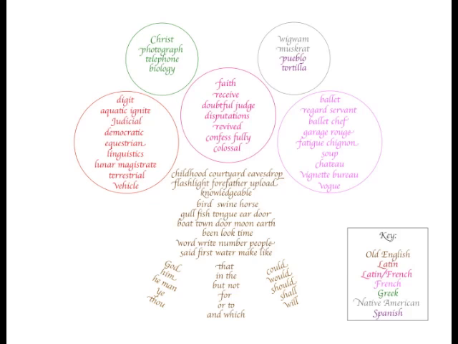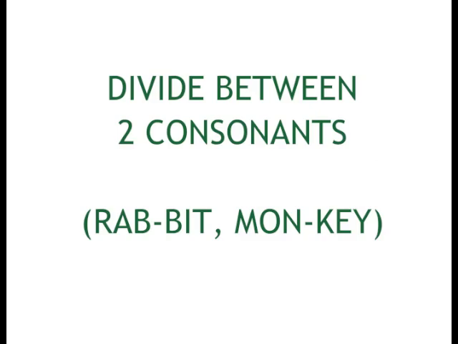Now that you've seen how it works in an actual passage, here is a picture again showing the origin of our words. Now we're going to review our syllable division rules. The first is divide between 2 consonants, and syllables that end in a consonant will be short.